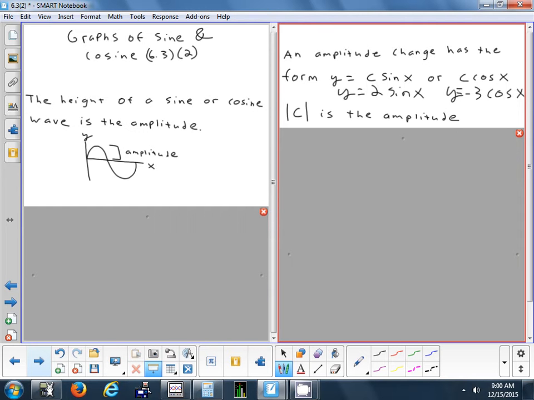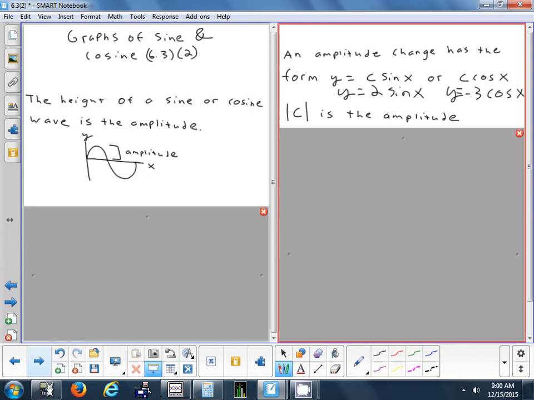So for either one of these functions, if I just ask you, find the amplitude, you don't have to graph it. All you have to do is look at the number in front and take the absolute value of it. Okay, that's your amplitude. Now, if we're going to graph it, the negative makes a difference. When we sketch it, that negative is going to cause a flip. But if all we're looking for is absolute value, that negative doesn't make a difference.